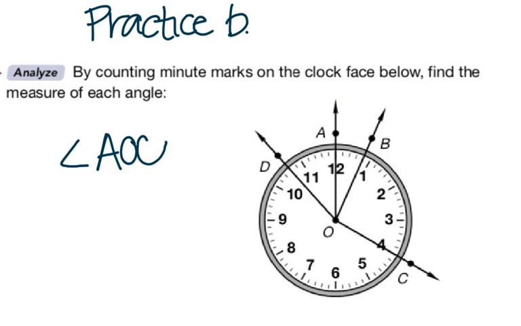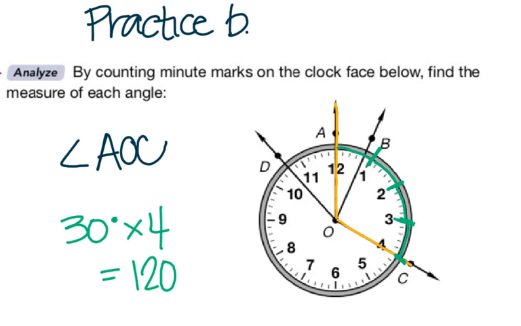Practice B. Again, you're going to use those minute marks, and you're going to do AOC this time. AOC. Go. Okay, hopefully you found that instead of counting minute marks, you only had to count these hour marks, because it landed right at 4, and each of the hour marks is 30 degrees. And so there's 4 hours, 30 degrees times 4 hours gives you 120 degrees.